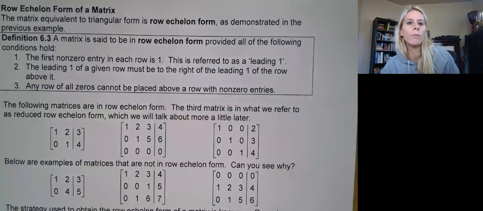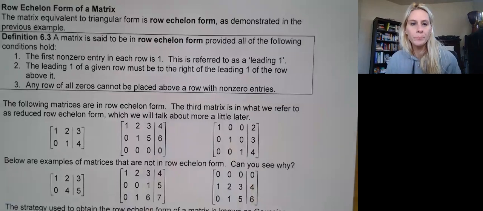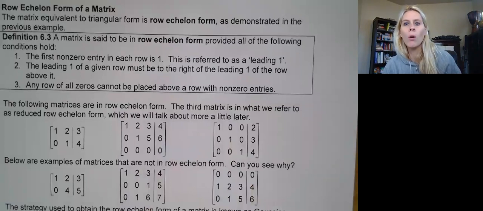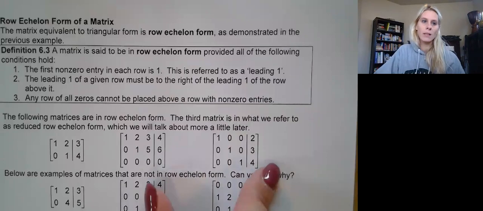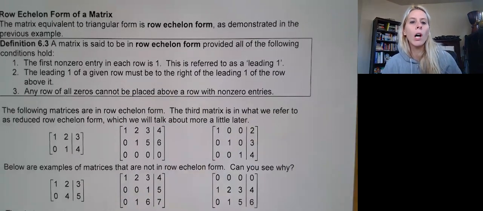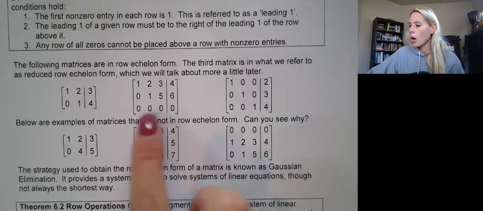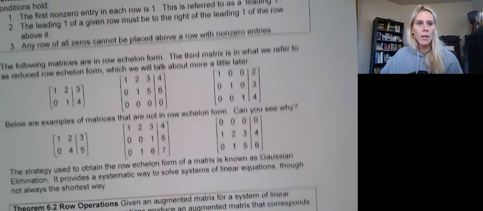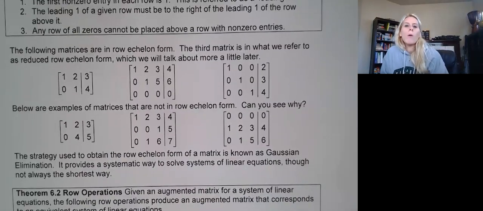All right, so we need to use the row echelon form because the first non-zero entry in every row is 1. So that's where you get your diagonal, okay? The leading 1 of the given row must be to the right of the leading 1 of the row above it. So again, that diagonal. Any row of all zeros cannot be placed above a row with a non-zero. So all zeros down below, okay? So the following matrices are in row echelon form.